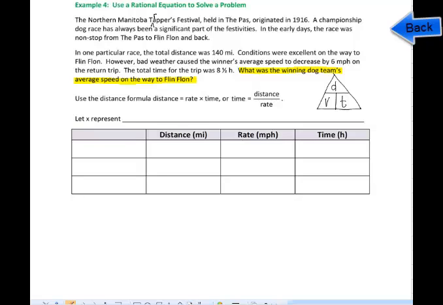So we're going to use that to determine our let statement. We're going to let x represent the average speed, which in this case is miles per hour, from The Pas to Flin Flon. Now once again, it's helpful to have a chart to help organize your information. There are two parts to this trip: the trip to Flin Flon, and the part of the trip which is the return.